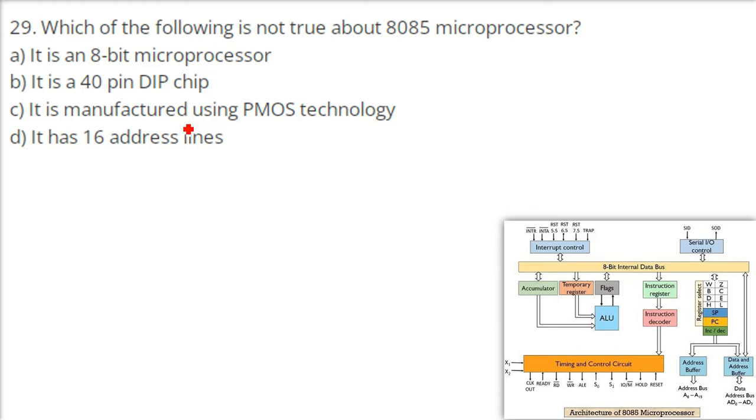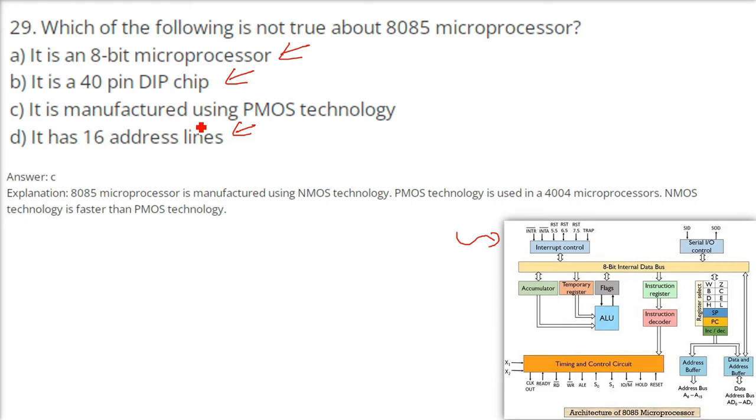Which of the following is not true about the 8085 microprocessor? The 8085 is an 8-bit microprocessor, we know that. Initially the microprocessor was launched and it was a paradigm shift; after that all the processors came. It has 40 pins and 16 address lines, we know that. Now comes PMOS. So the not true statement is PMOS, because the 8085 microprocessor is manufactured using NMOS technology. PMOS technology was used in the 4004 microprocessor. NMOS technology is somewhat faster than PMOS technology.